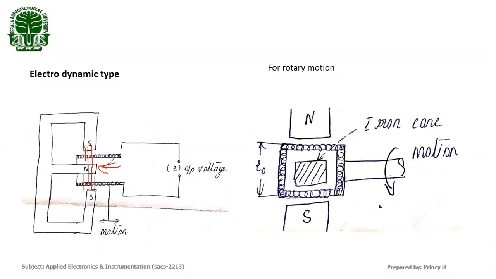So by placing a coil on a hollow cylinder, that cylinder being a non-magnetic material, that coil moves in this region of the magnetic field. So it cuts the magnetic field and produces an EMF E across these 2 points, that is the output voltage. So the output voltage is proportional to the rate of change of flux.